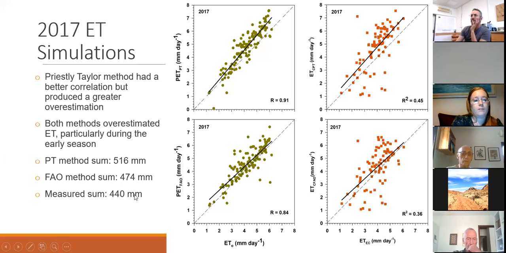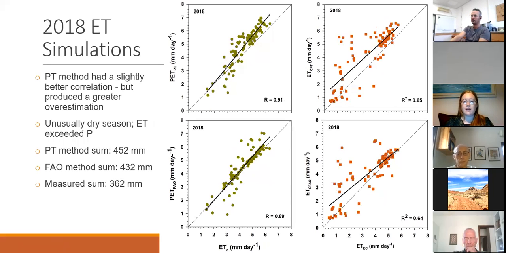So throughout, the cumulative measured ET for 2017 was 440 millimeters. And the FAO56 method estimated that it would be 474 millimeters, and the PT estimated 516 millimeters. So both methods overestimated actual ET, but the FAO56 method was a bit closer.